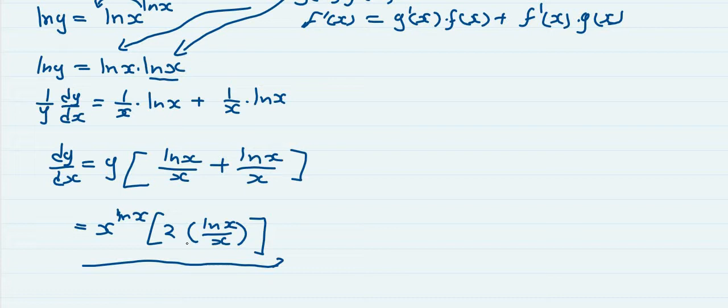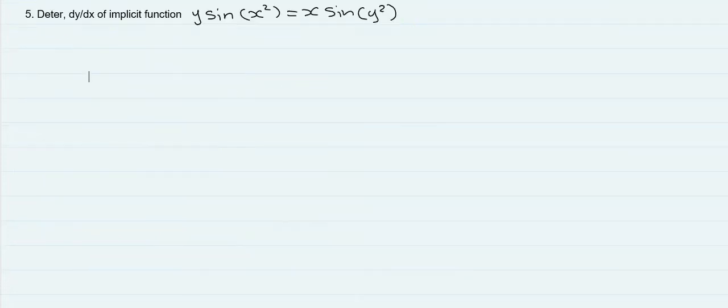So our next question, number 5: determine dy over dx of an implicit function. For an implicit function, you differentiate both sides, both x and y.